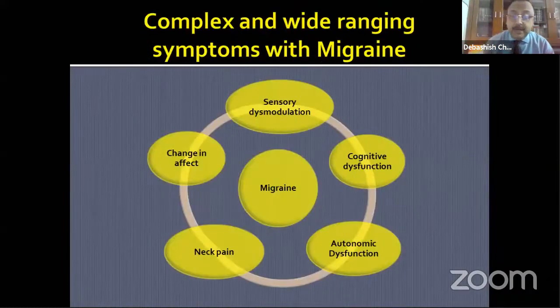And more importantly, you see other complex, wide-ranging symptoms with migraine, which are not included in the definition. They are the sensory dysmodulation, as was talked about, the fibromyalgias, the muscle pain, the pain in the face and the neck, the cognitive dysfunctions, the person is not able to concentrate, not able to do finer tasks, autonomic dysfunctions, nasal congestion, slight amount of tearing, slight amount of rhinorrhea, neck pain, and the change in mood, the affect. So all these things go on concurrently along with this. Therefore, migraine is not just headache, it is much more than what meets the eye.